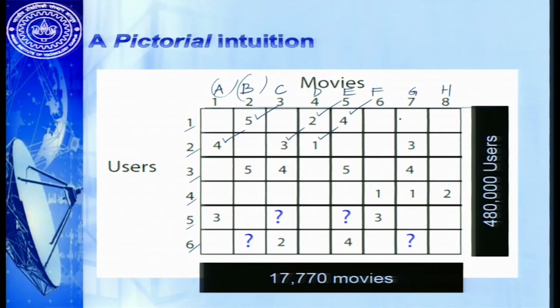So these are the ratings that are available. Now the empty blocks are ratings that are not available. For instance, user 1 has not seen movie 6. So these ratings are not available, which implies these ratings have to be predicted.